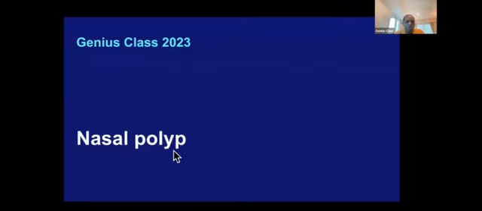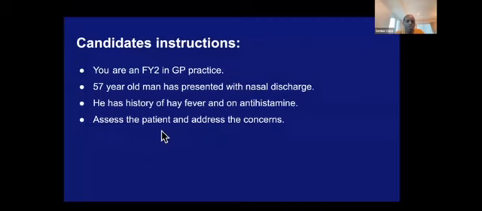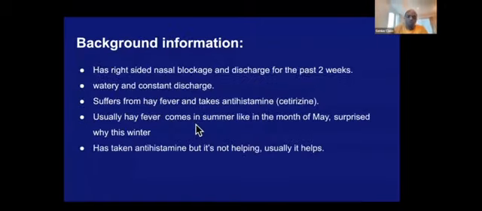Genius class 2023. Candidate instructions: you're an FY2 in a GP practice. A 57-year-old man has presented with a nasal discharge. He has a history of hay fever and is on antihistamine. What you must do is to assess the patient and address the concerns. Let's look at the background information.